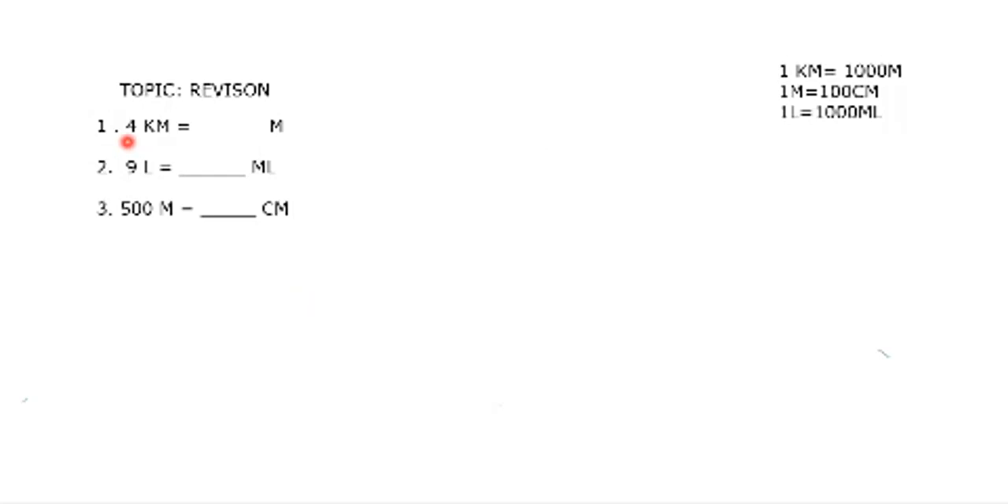Your first blank is 4 kilometer and it has dash meters. The second blank is 9 liter and it has dash milliliter. So you're going to fill it in by yourself. The third one is 500 meter has dash centimeters. Again, I think I made a mistake in writing this.